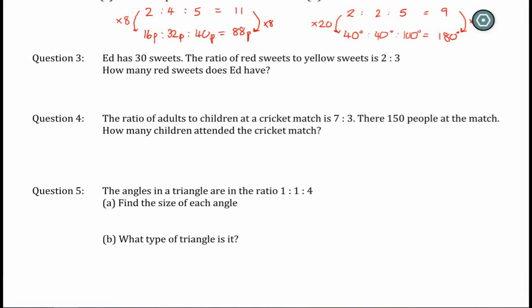Question 3, 4 and 5 are just exactly the same thing, just in a worded context, that's all. So question 3, Ed has 30 sweets. The ratio of red to yellow is 2 to 3. In total that's 5 parts, and in total we're told there are 30 sweets. So there's my linking bit of information.